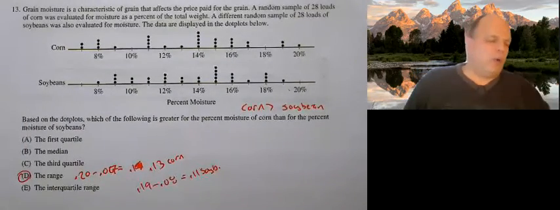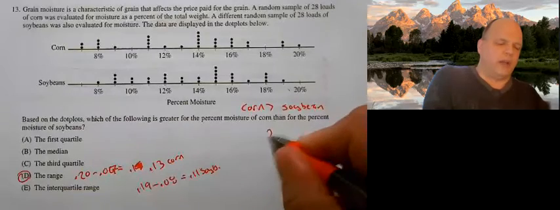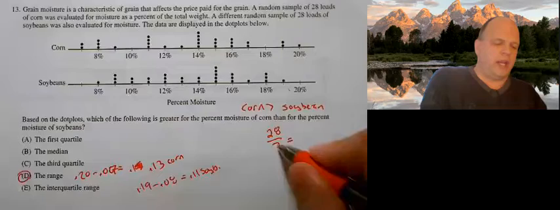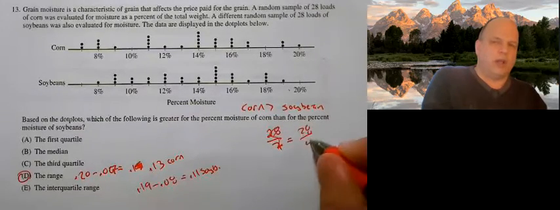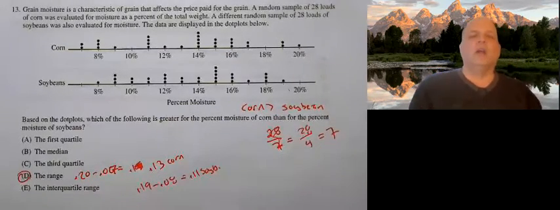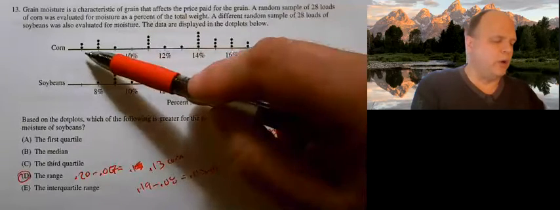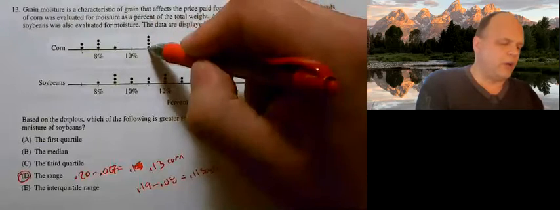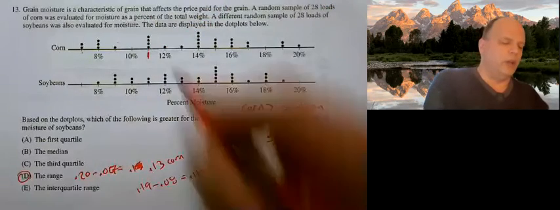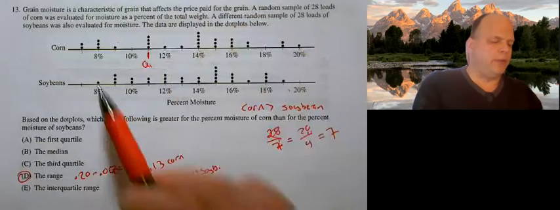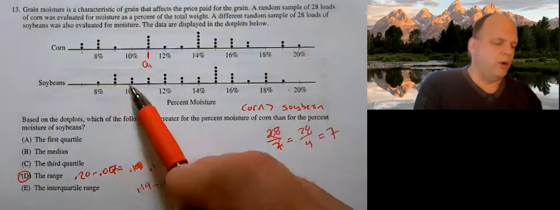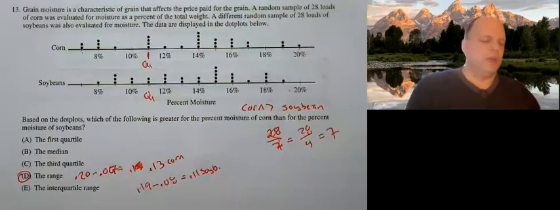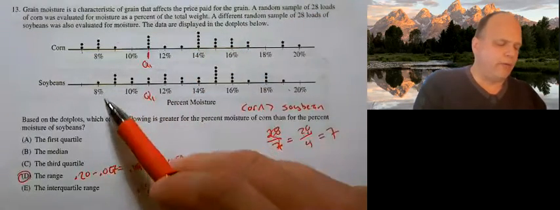The first quartile, had I wanted to do that, I could have gone, you know what? The first quartile, each sample is size 28. 28 divided by 4, because the quartile is 4, equals 7. So my first quartile for corn, 1, 2, 3, 4, 5, 6, 7. So it's going to occur right here at 11%. That'd be my first Q1. I could have done the same thing for soybeans. 1, 2, 3, 4, 5, 6, 7. Q1, same spot. The median, that's going to be 7 more, or at 14.